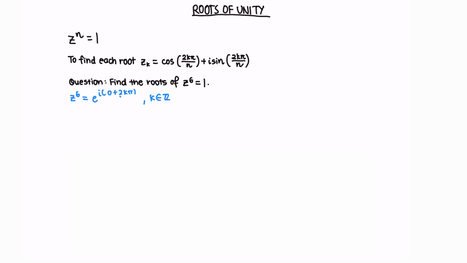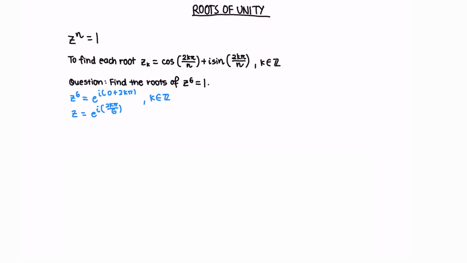I'm sure you probably remember the 2k pi from an earlier video when we were doing the polar form. So what we can do is first find what z is, which is just e to the power of i 2k pi over 6. And you realize this is actually the same as this, right? When n equals 6. Sorry, I forgot to write that k is an integer.